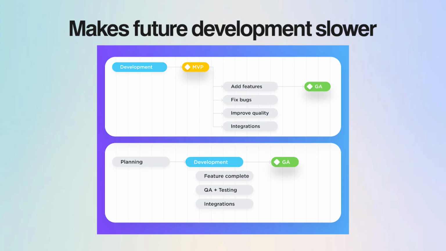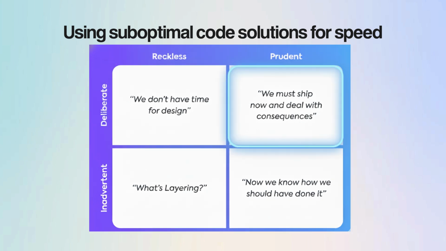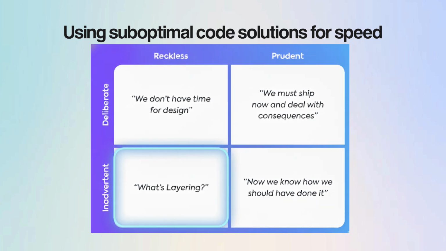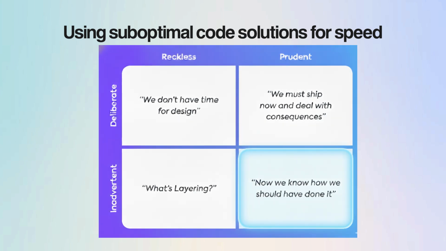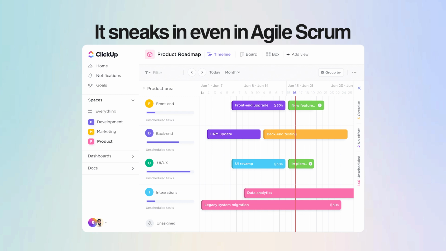Technical debt, or your Scrum run's worst enemy, is basically the karma of all your shortcuts. It makes future development slower and more expensive due to using quick, suboptimal code solutions in the past, and it creeps up years later when you least expect it. It sneaks in even in Agile Scrum.